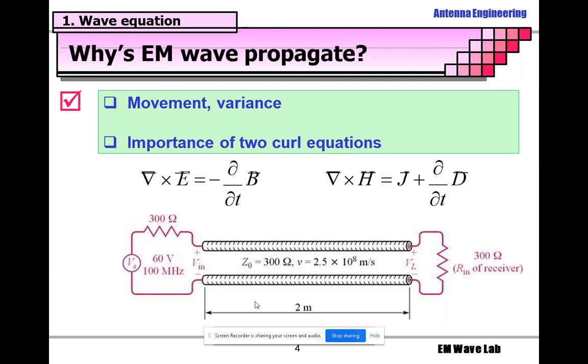So why do we go for EM wave propagation? Due to the two curl equations. Here we are going to consider this is the transmitting point, this is the receiving point. This is the medium, the conductor. Through the conductors, it is going to transmit the signal, that is the EM wave, from the transmitter to the receiver through the conductors.